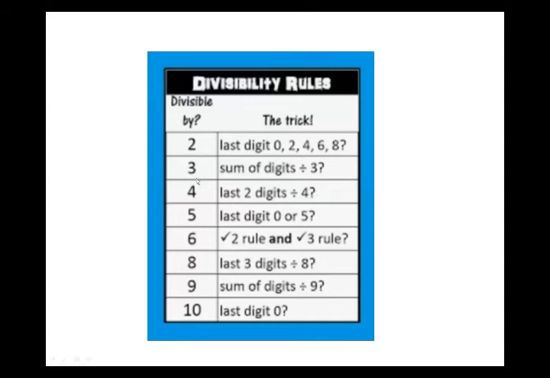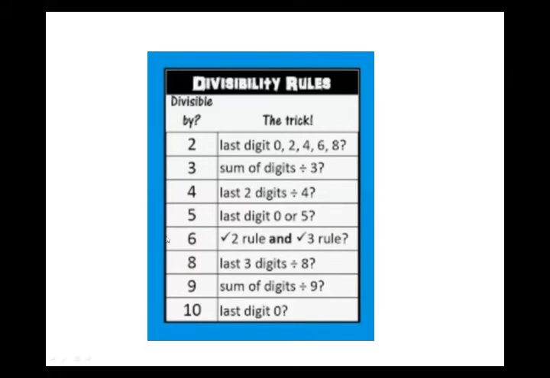Okay, now we discuss the divisibility of 4. For the divisibility of 4, we check the last two digits, at the tens place and ones place. If the last two digits are divisible by 4, then we say that the actual number is also divisible by 4.